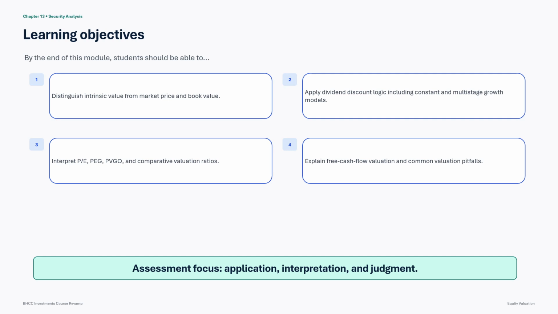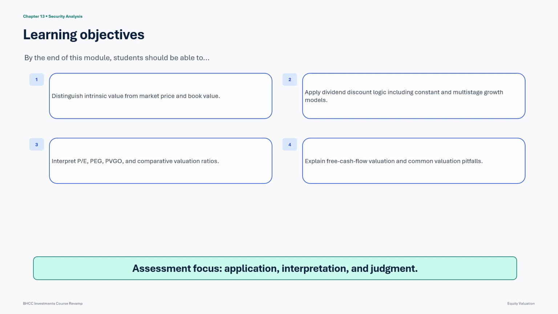Fourth, explain free cash flow valuation and common valuation pitfalls. Free cash flow helps when dividend policy is not a clean measure of the cash the business can ultimately distribute. It also forces us to confront reinvestment, working capital, capital spending, debt, and dilution. These objectives connect. A valuation model produces an estimate. A multiple provides a cross-check. Financial statements provide the evidence. Market price provides the hurdle. The analyst then decides whether the gap between price and estimated value is large enough to compensate for uncertainty.